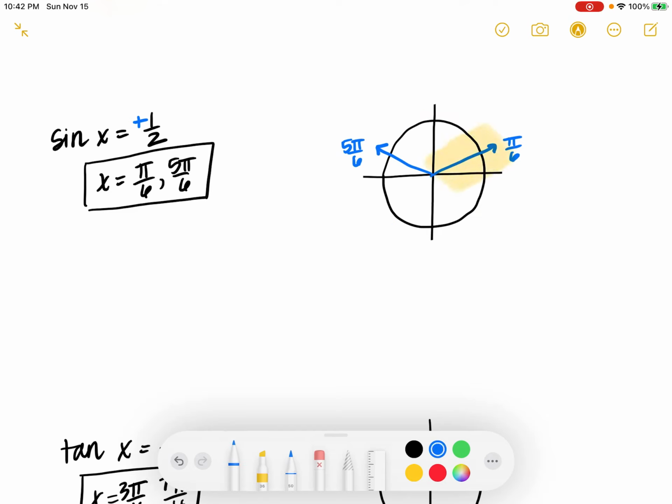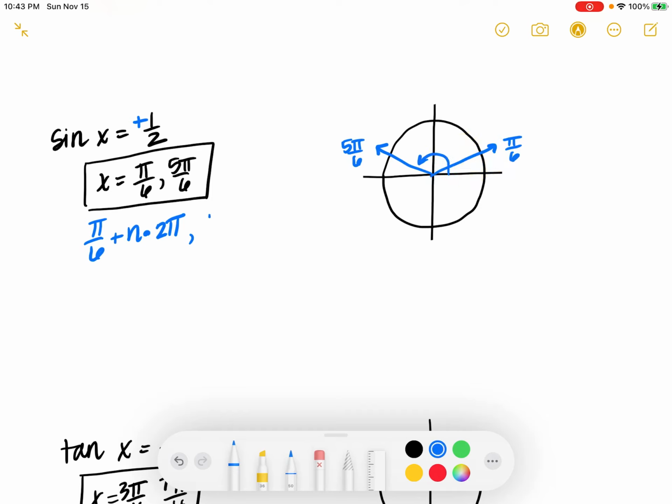First, I need to look at pi over 6 and say, well, pi over 6 is the angle plus any number of 2 pi rotations, meaning 2 pi plus pi over 6, 2 pi plus 2 pi plus pi over 6. Any rotation gets us back to pi over 6. Same would be true for 5 pi over 6.